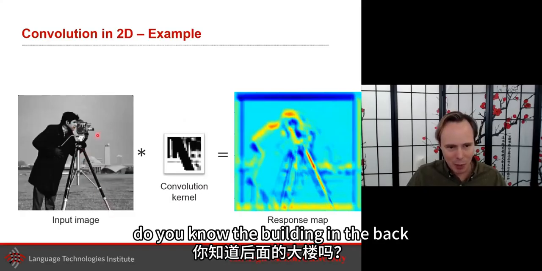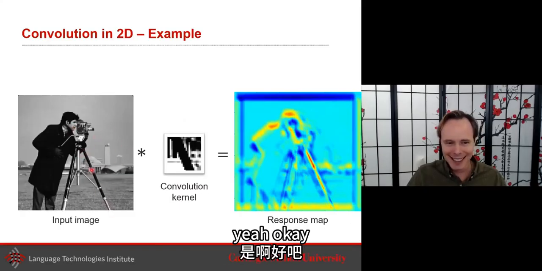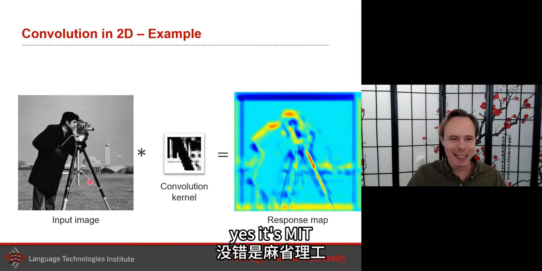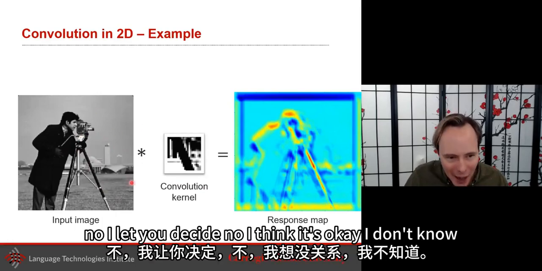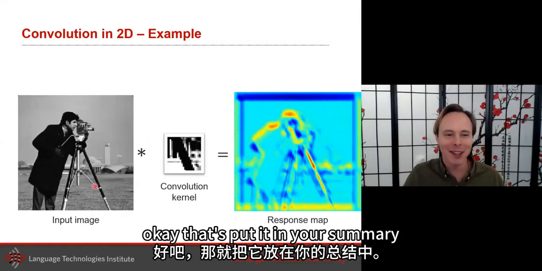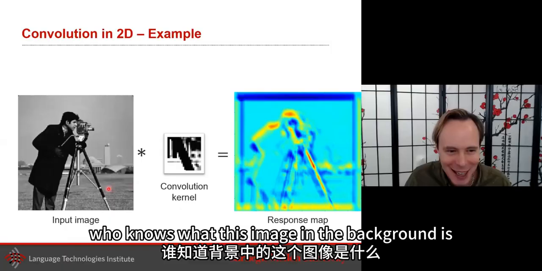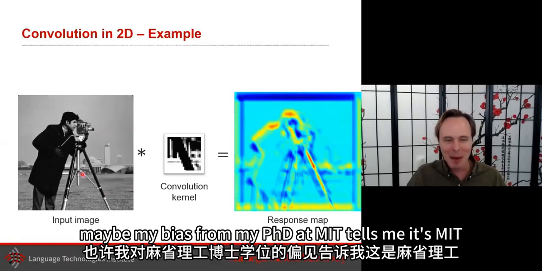Do you know the building in the back? Yes, it's MIT. No. Yeah, I'll let you decide. No, I think it's okay. I don't know. Okay, put it in your summary. Who knows what this image in the background is? Maybe my bias from my PhD at MIT tells me it's MIT.